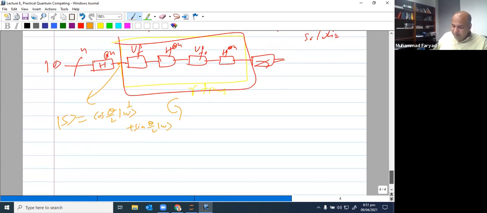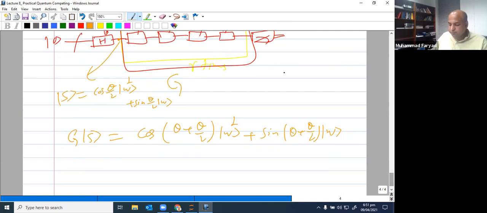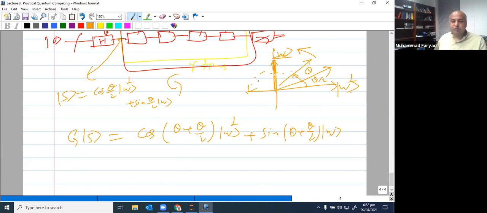And when we applied this Grover operator to this S state, the state went to cosine of theta plus theta by 2 W perpendicular plus sine of theta plus theta by 2 W. So if you recall that pictorial arrangement, this is our solution axis, and this is the perpendicular to that. So we start from here, theta by 2, and we keep rotating by theta in this direction. And we have to know how many times we have to rotate so that we stop close to this axis instead of going on.